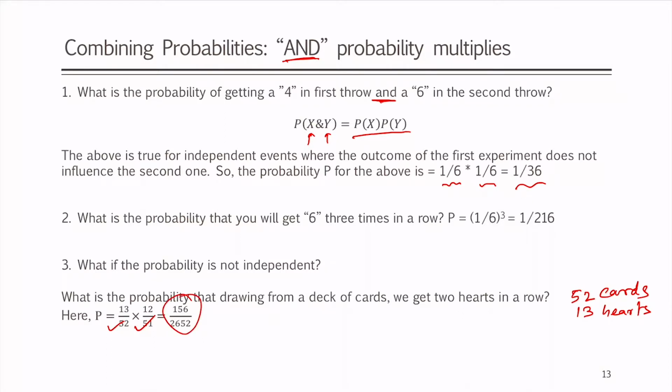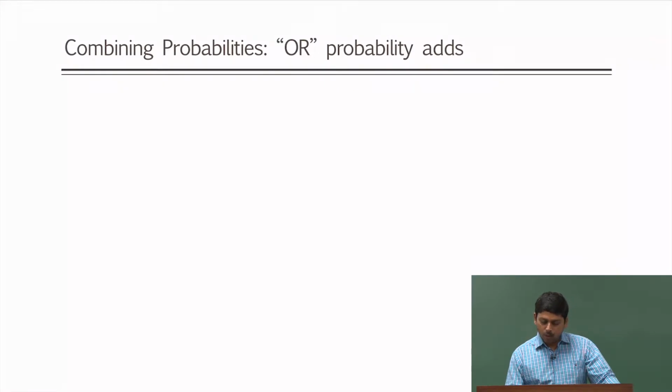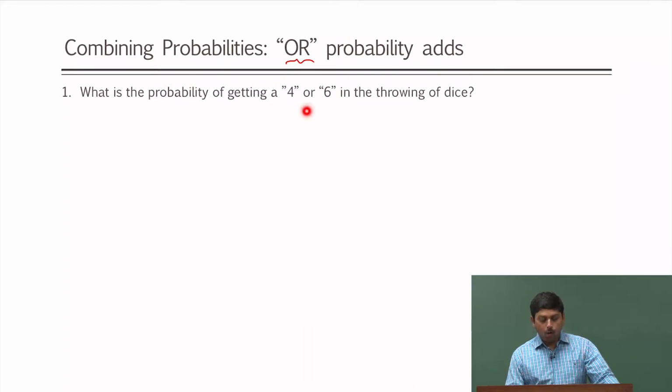So, here the probabilities are not independent. However, the multiplication came because we wanted an AND condition. So, as I said here, probabilities multiplied, but both probabilities were not equal. Now, let us talk about OR probability. OR probability adds. What is the probability of getting a 4 or 6?